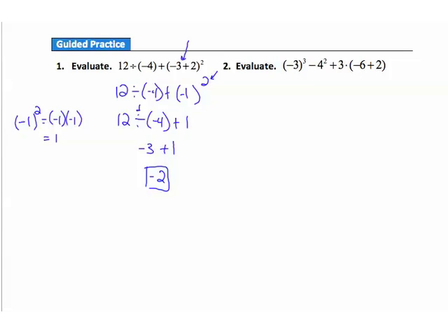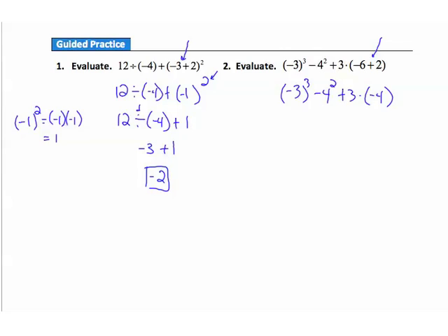Question 2. Again, starting with parentheses, I have some work in this set of parentheses to do. So I'll copy everything else down. Inside the parentheses, I have a -6 plus a +2. That means I have 4 more negatives there, so I should get an answer of -4.